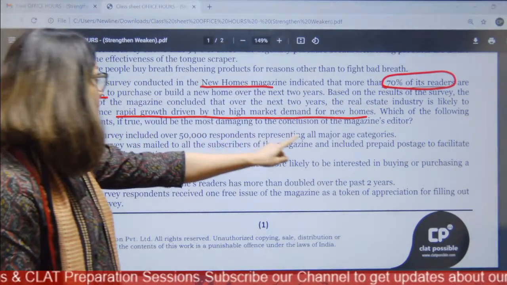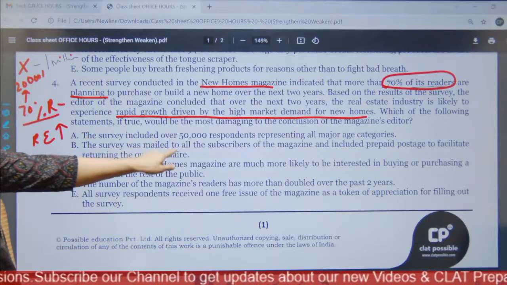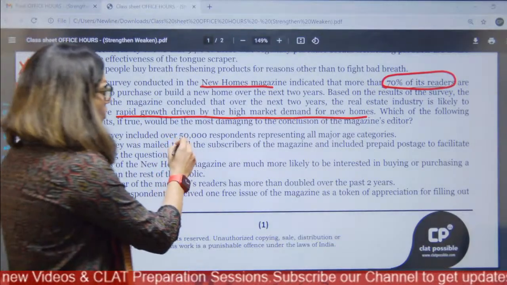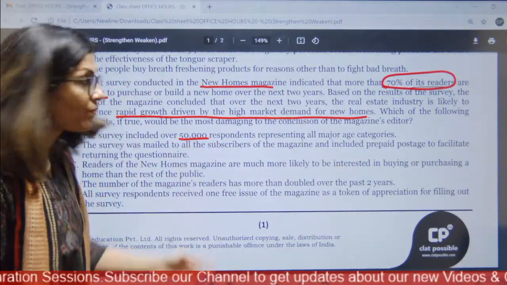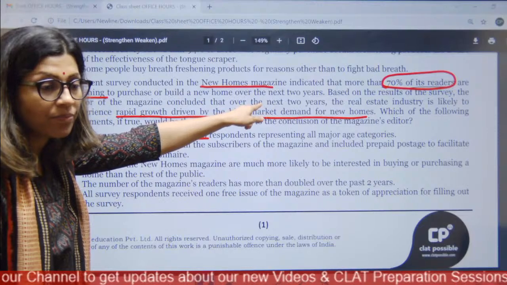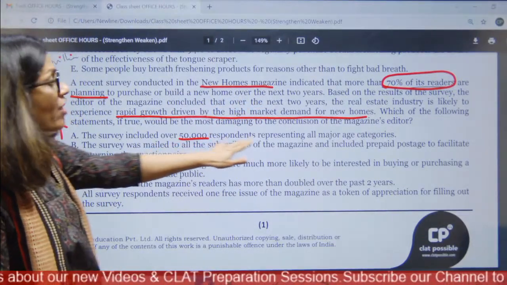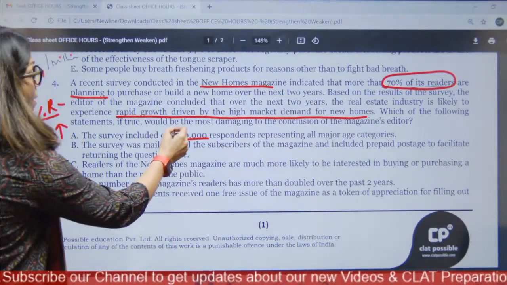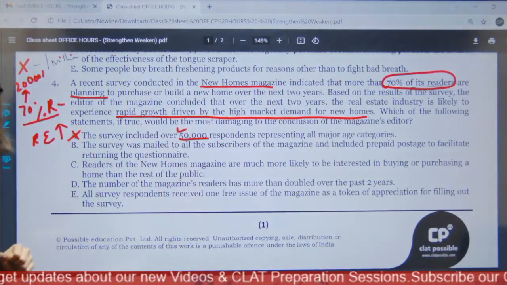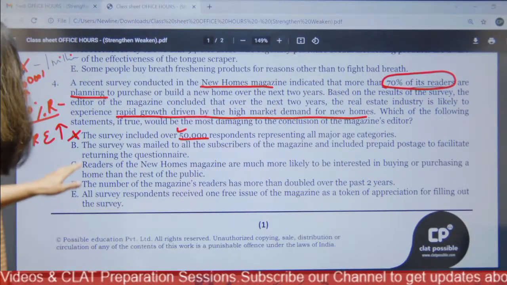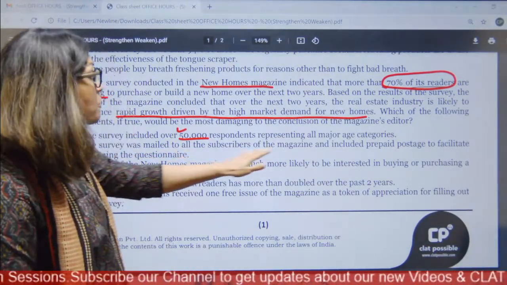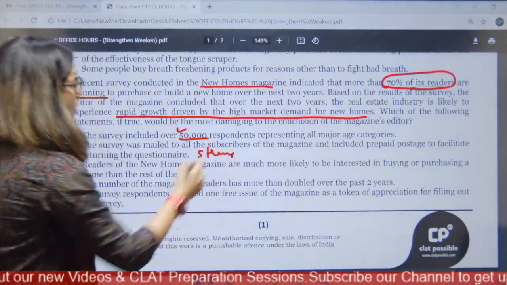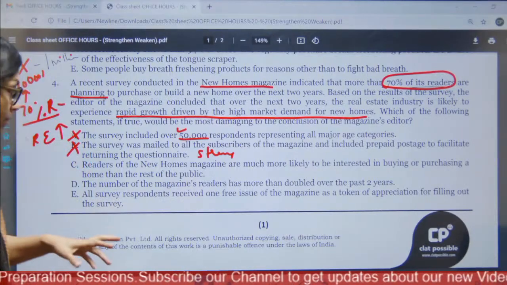So look at option A. Option A says it included over 50,000 respondents. Now, number one, we do not know how many people actually live in that area. And even if we say that this is strengthening, we have to weaken it. So let's assume that this number is strengthening, but we have to weaken it. The survey was mailed to all the subscribers and included prepaid postage to facilitate. It is also strengthening. So it's showing that the survey is authentic.